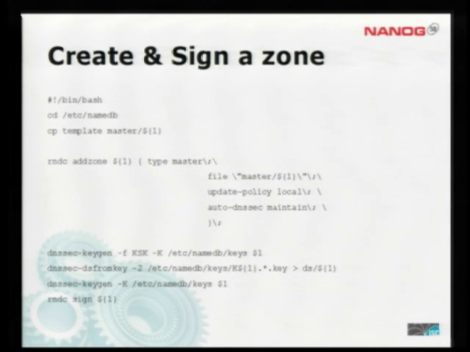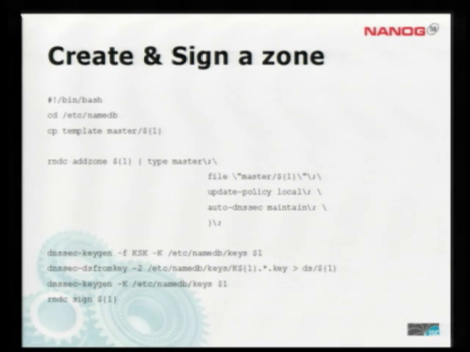Then I create the zone signing key. Notice it does not have a KSK. And then I do an rndc sign on the zone. And congratulations, you now have everything you need to deploy DNSSEC with no human interaction whatsoever.